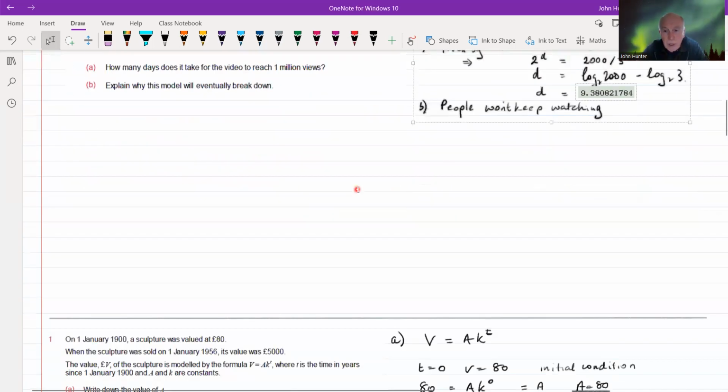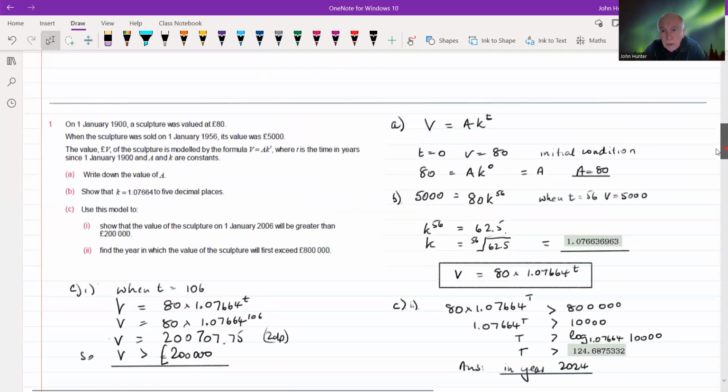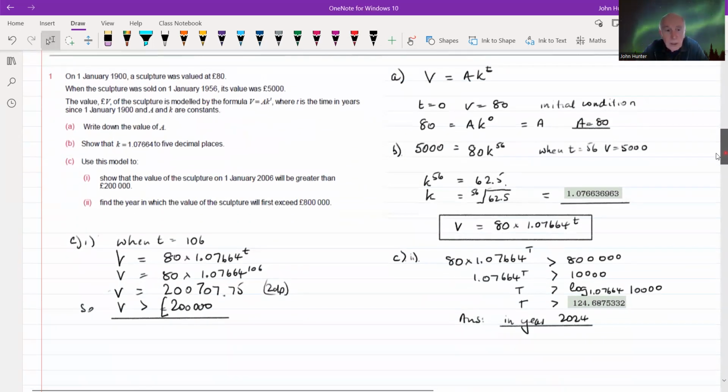Okay, so that's a relatively straightforward one. Let's have a look at this one. There's a little bit more to it. On 1st of January 1900, a sculpture was valued at 800, and when sold on 1st of January 1956, 6 years later, its value was 5,000.